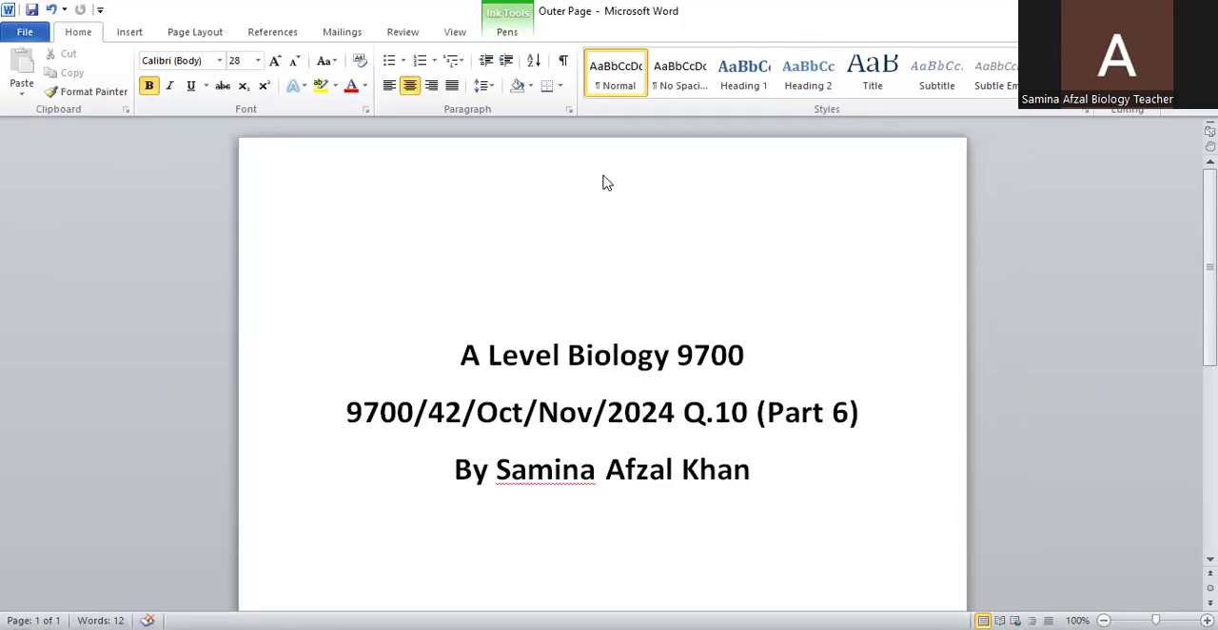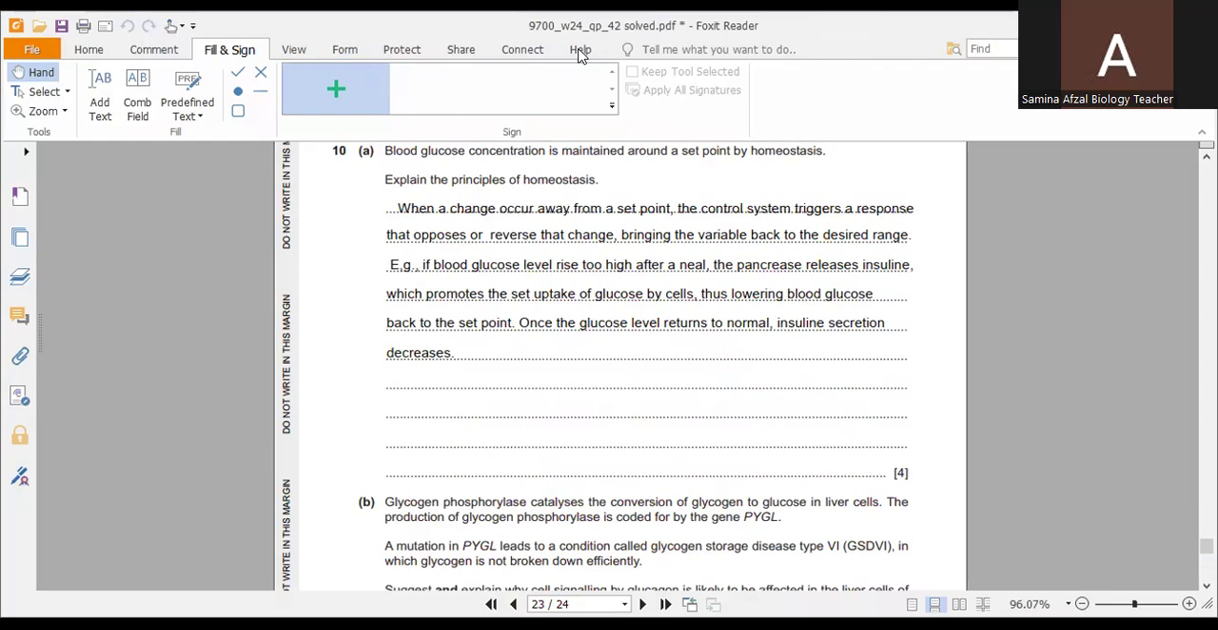A-Level Biology 9700, Paper 4, Variant 2, October/November 2024, Question 10. This is the last question of this question paper. Blood glucose concentration is maintained around a set point by homeostasis. Explain the principles of homeostasis.